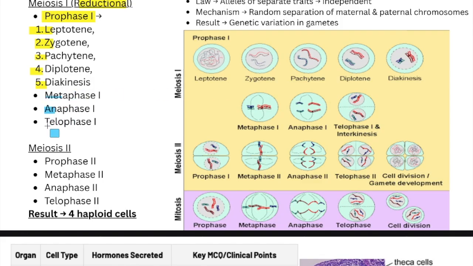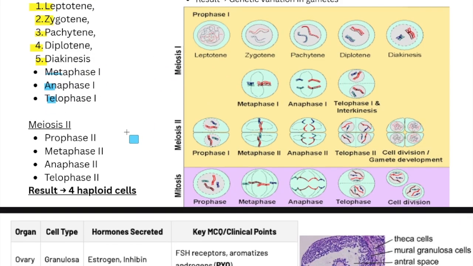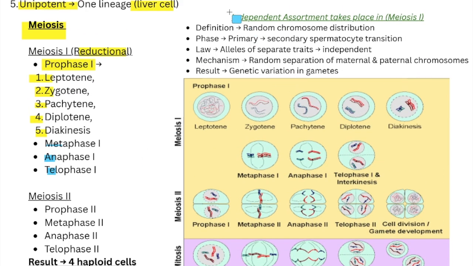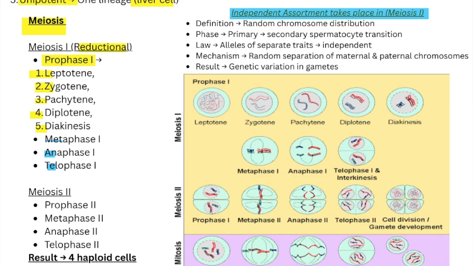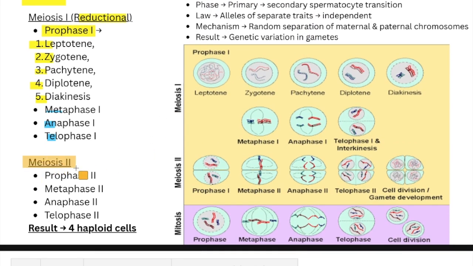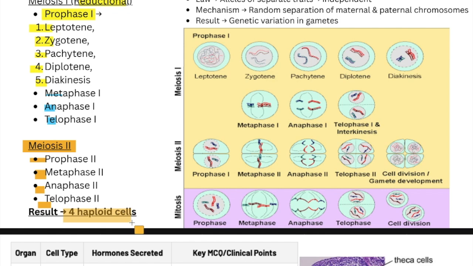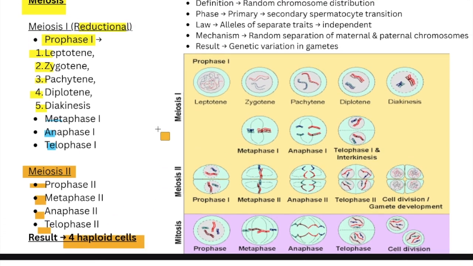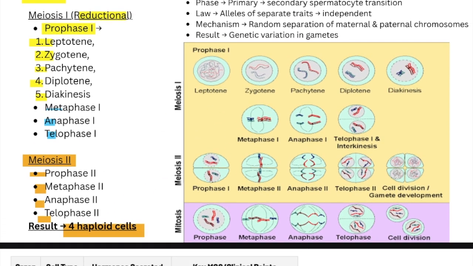An important event called independent assortment occurs during meiosis 1. This is the random distribution and separation of maternal and paternal chromosomes, which is a major source of genetic variation in the resulting gametes. After meiosis 1, the cells proceed to meiosis 2, which includes prophase 2, metaphase 2, anaphase 2, and telophase 2. The final result of the entire process is 4 haploid cells, meaning each cell has only a single set of chromosomes.